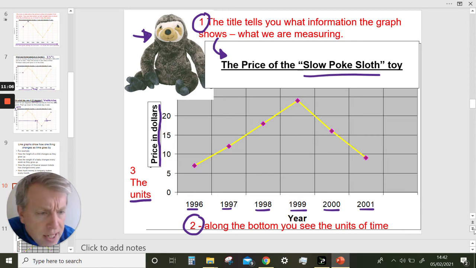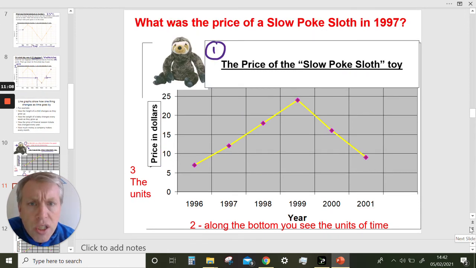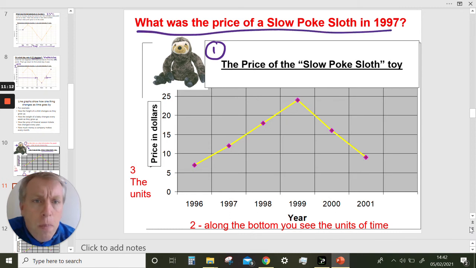So let's have a go at answering our questions. What is the question on the top? What was the price of a Slowpoke Sloth in 1997? Well, I'm going to look along the bottom. You see the units of time.